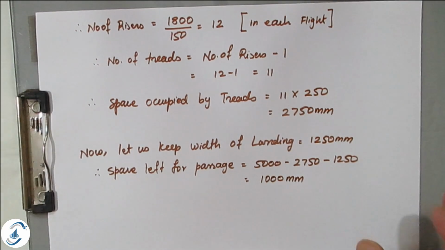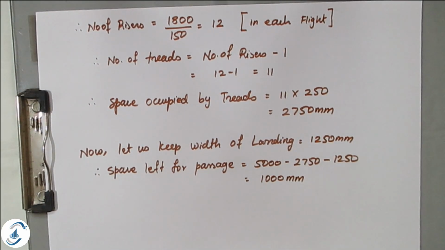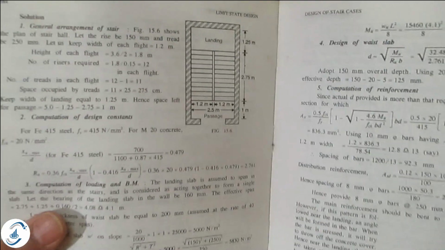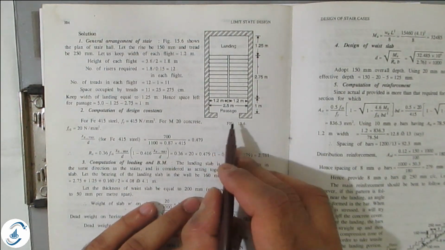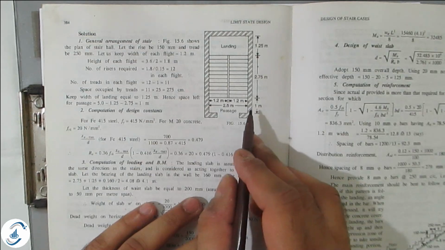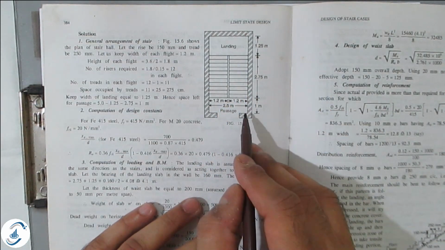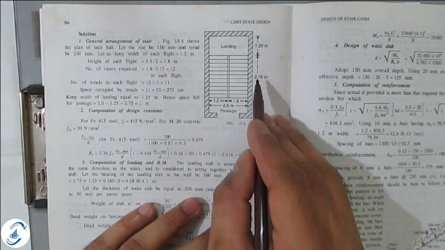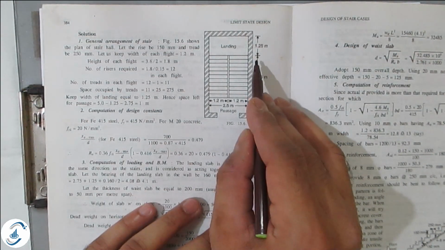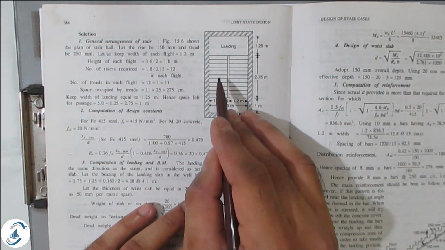So I will just show you the figure how it looks. The textbook problem I have taken directly. So this is your staircase hall, 2.5 meters into 5 meters. In that the passage width we just got is 1 meter. This is 2.75 meters space occupied by treads. So these are the treads.